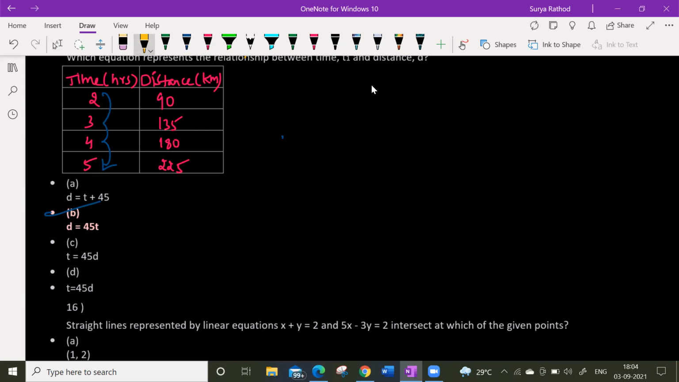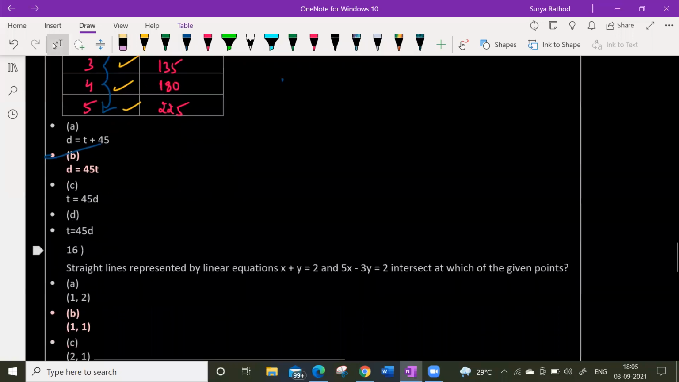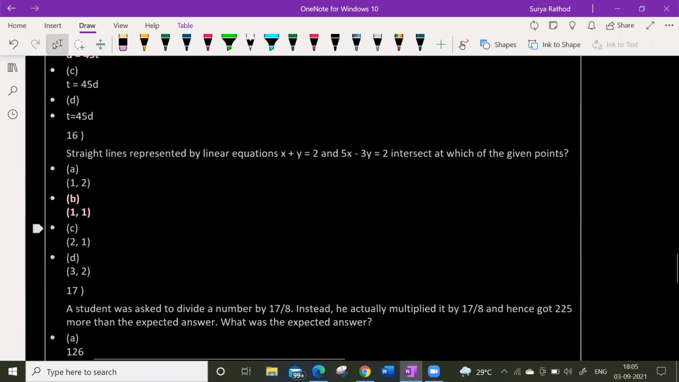So look at this here. 45 into T means, look at this, distance is what you have, 90. 45 into T, T means 2, gives 90. 45 twos, and here 45 threes, this much. 45 fours, this much. 45 fives, this much. Clear? Any doubts? So option B is getting satisfied. Next, the 16th one.